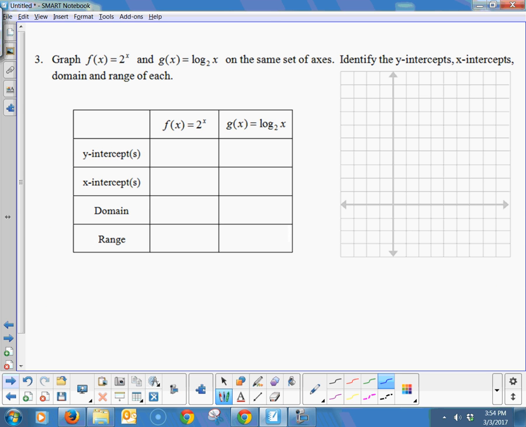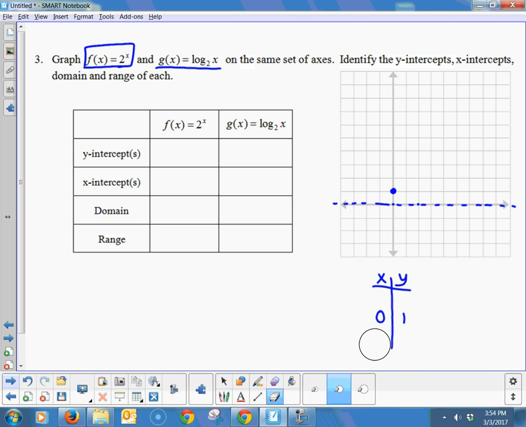Let's take a look at number 3. It says graph this, f, and graph that on the same set of axes. Well, you have toolkits, so everyone does know how to graph y equals 2 to the x. It has an asymptote on the x-axis. We start up 1. Or you could think of making an xy table. If I plug in 0, 2 to the 0 is 1.